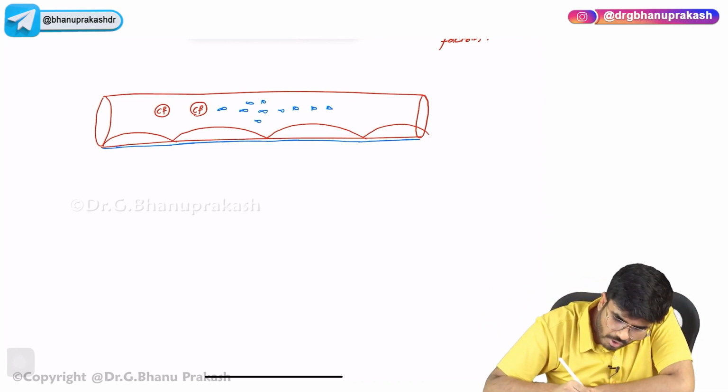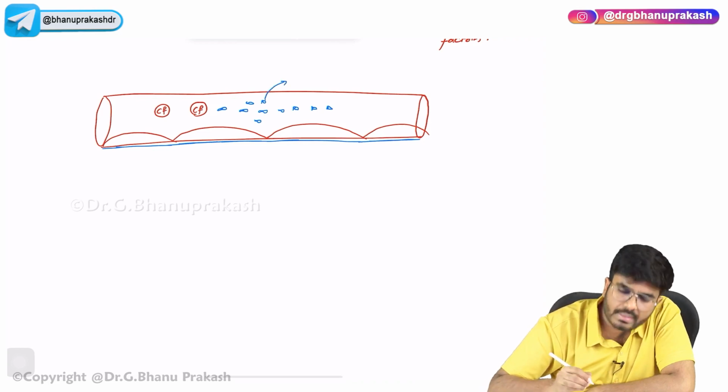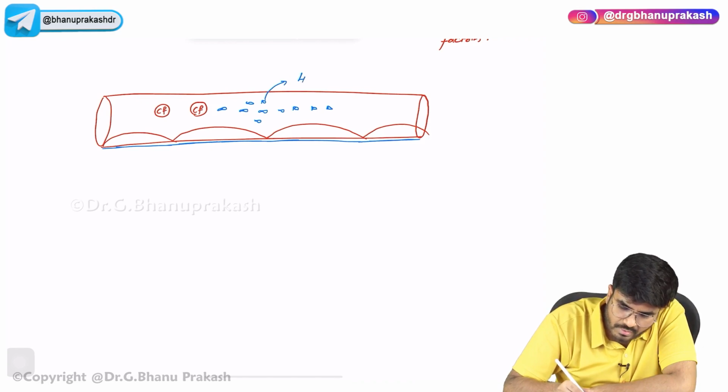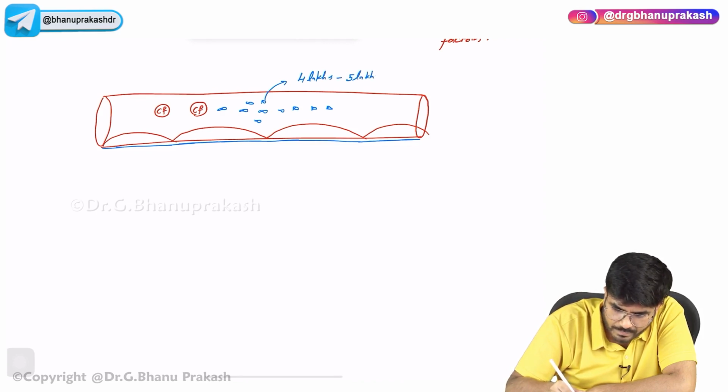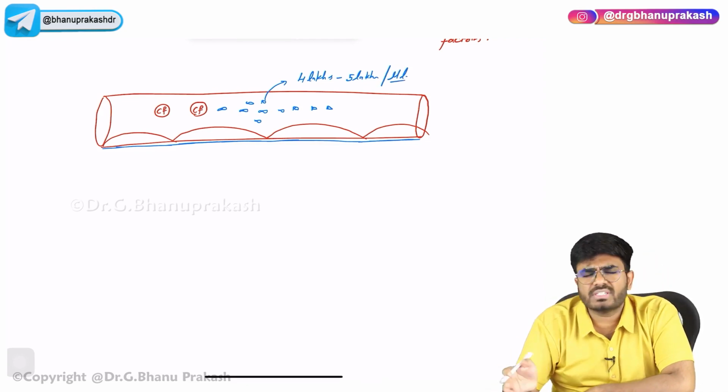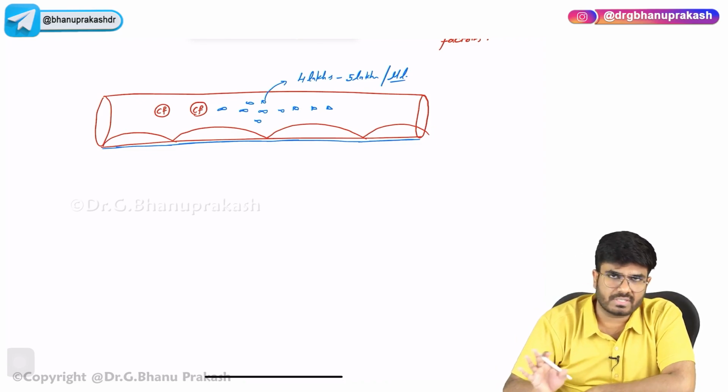What is the normal level of platelets? The normal value of the platelets is somewhere between 4 lakhs to 5 lakhs, that is, 4 lakh to 5 lakh platelets per microliter. So this many platelets are there and they are simply doing their job, traveling within the blood vessel.